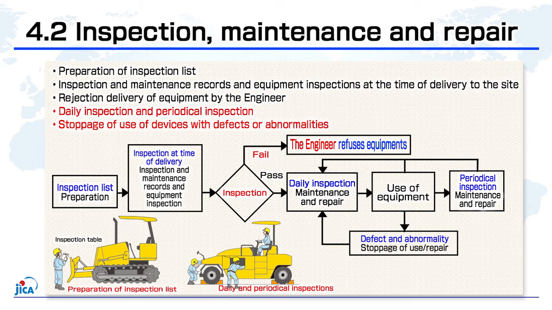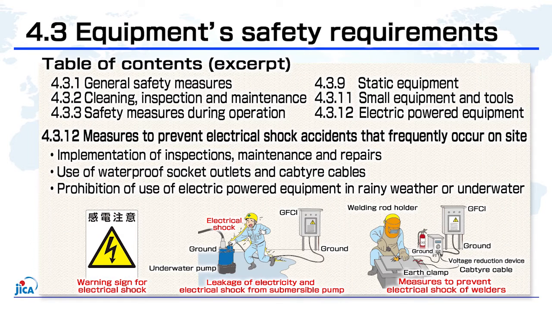Section 4.3 contains various safety requirements for the operation and use of the contractor's equipment. These include safety measures during cleaning, inspection, maintenance, and operation of the equipment, and safety requirements for temporary roads, mobile equipment, static equipment, small equipment, tools, electrical equipment, elevators, and material conveyors. In order to prevent electrical shock, which has been occurring frequently on site, Section 4.3.12 requires daily inspection of electrical equipment, use of waterproof switches, installation of ground fault circuit interrupters, GFCIs, and prohibition of use underwater.